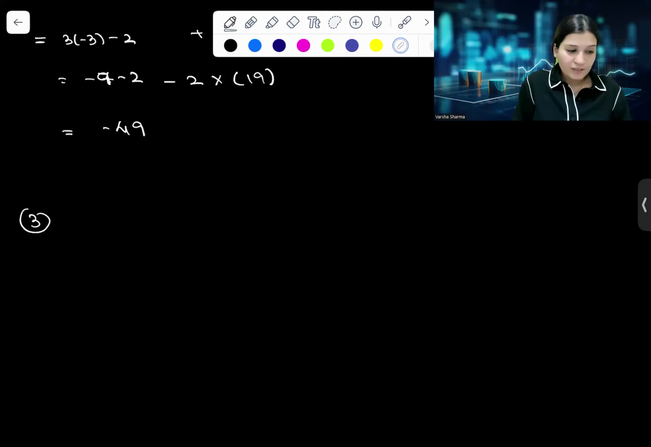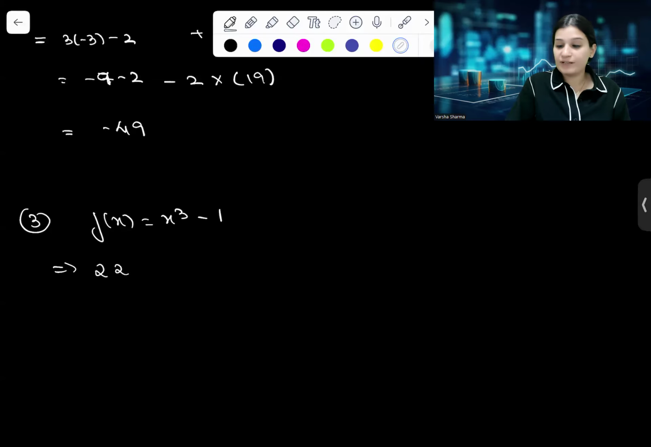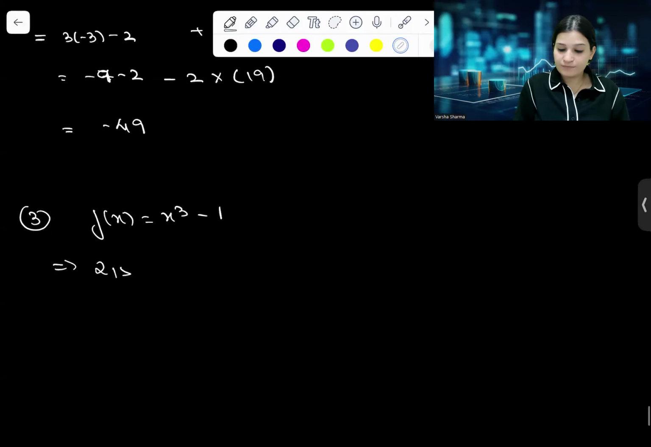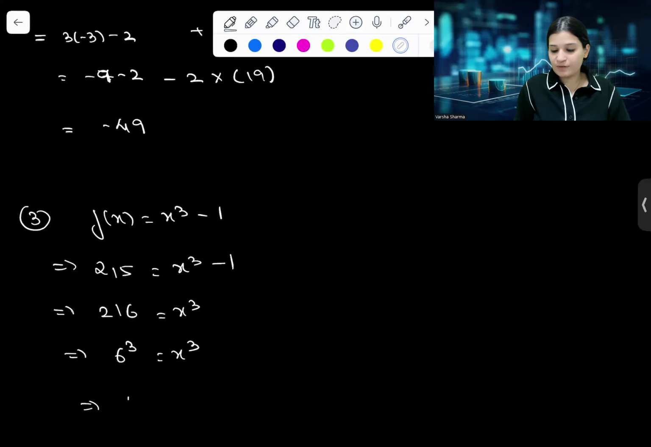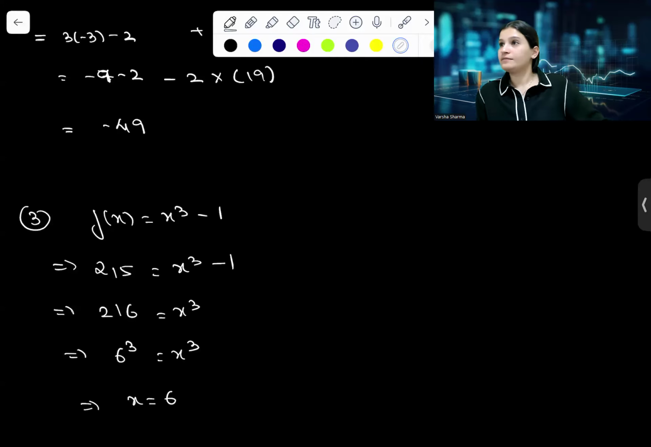Question number 3. The function is x cube minus 1. In the question, it is given that f of x is 215. So x cube will be 216. This is 6 cube. So x will be equal to 6. Done?